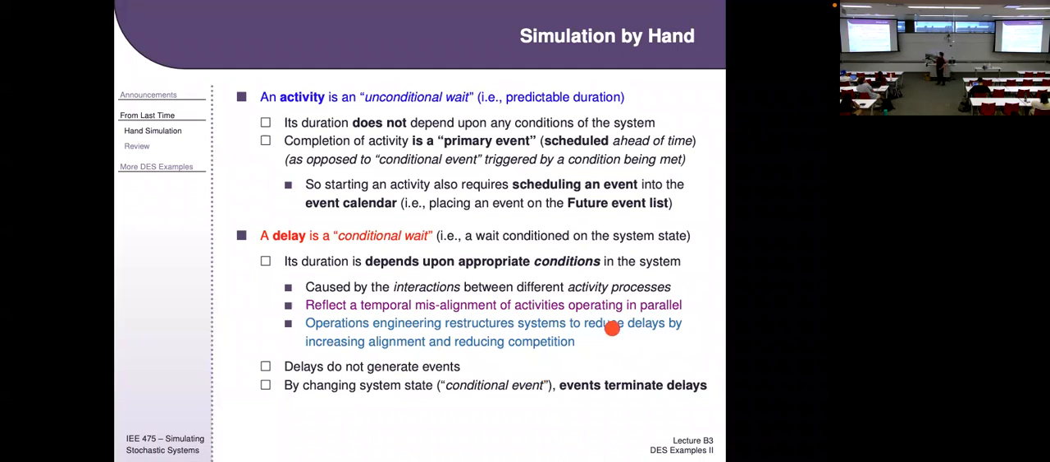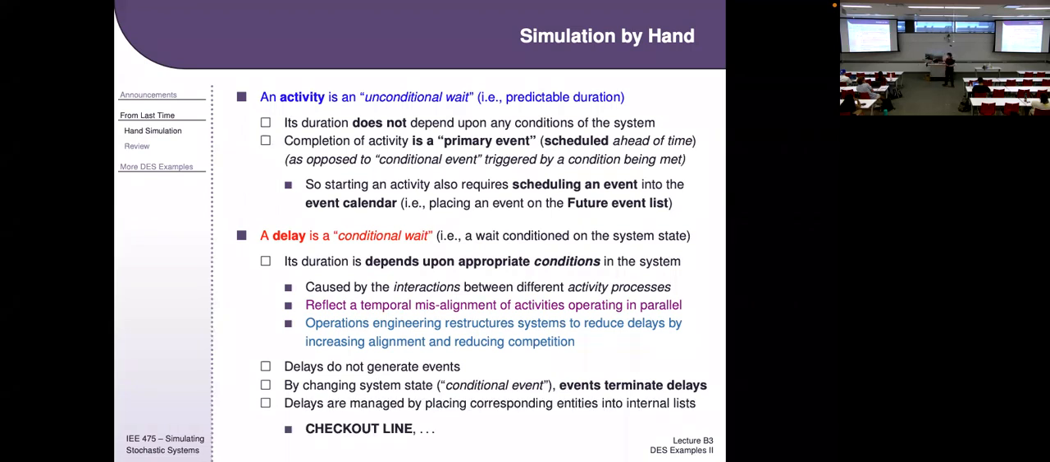And so if an activity starts, we're going to schedule an event at the end of the activity. But if a delay starts, it's something that we're measuring after the fact. So delays aren't generating an event, but the delay will be terminated by some other event that was scheduled, probably by an activity. So the waiting delay ends when the activity of service on another customer ends. So the end event from one customer is the start event of another customer's service, and thus the end of that customer's delay. So events kill delays, and activities generate events.